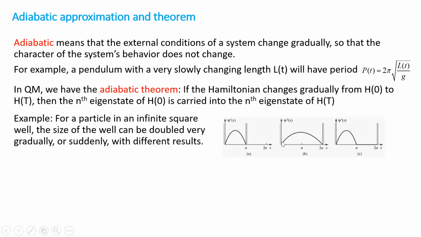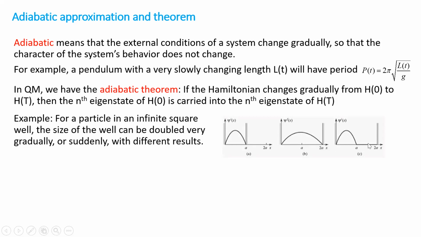And so this ground state eigenstate changes smoothly into this ground state eigenstate here. On the other hand, in the third picture here, we've very suddenly shifted the wall from A out to 2A.